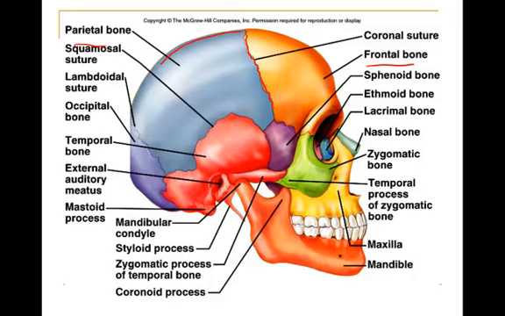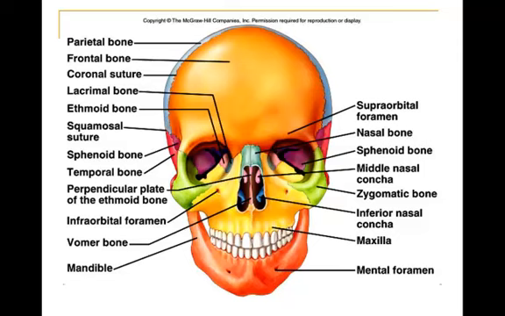The lambdoidal suture, which is here, connects the occipital bone to the parietal bone. Those are the main ones. There are other ones, but those are the 3 main ones that we wanted to talk about. Here's just another picture, and you can see the coronal suture quite well in this one.